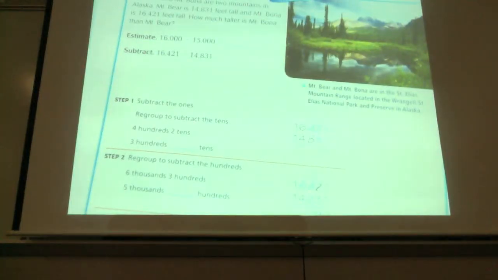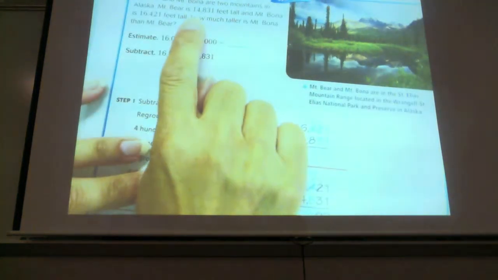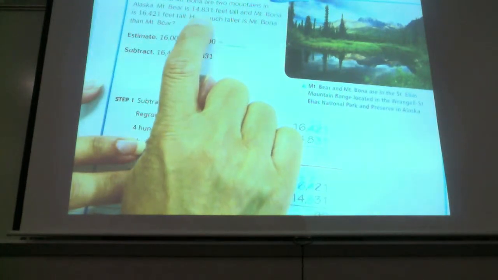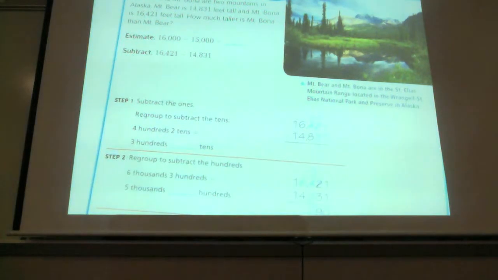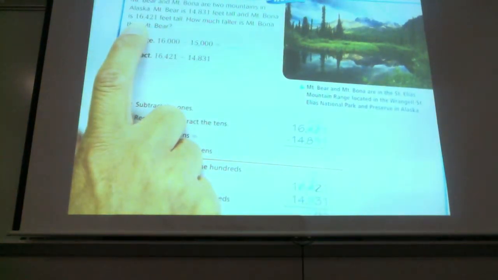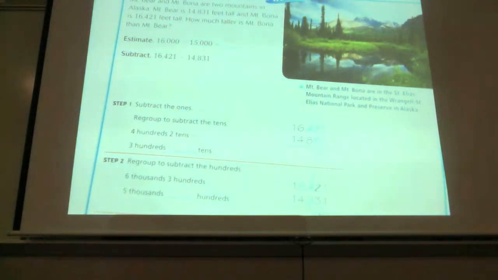Mount Bear and Mount Bona are 2 mountains in Alaska. We're still talking about Alaska. Mount Bear is, let's read it together, 14,831 feet tall, and Mount Bona is 16,421 feet tall. How much taller is Mount Bona than Mount Bear?